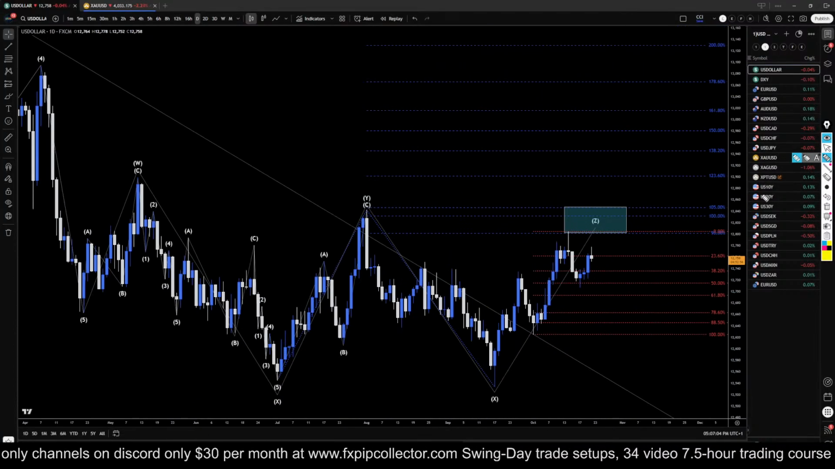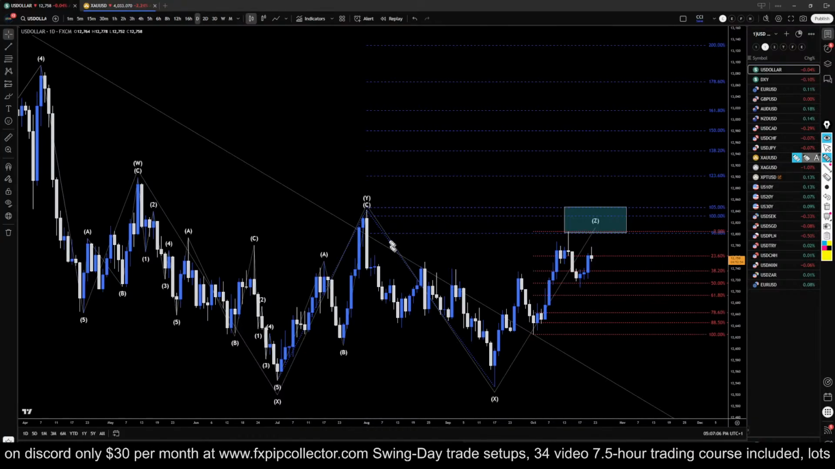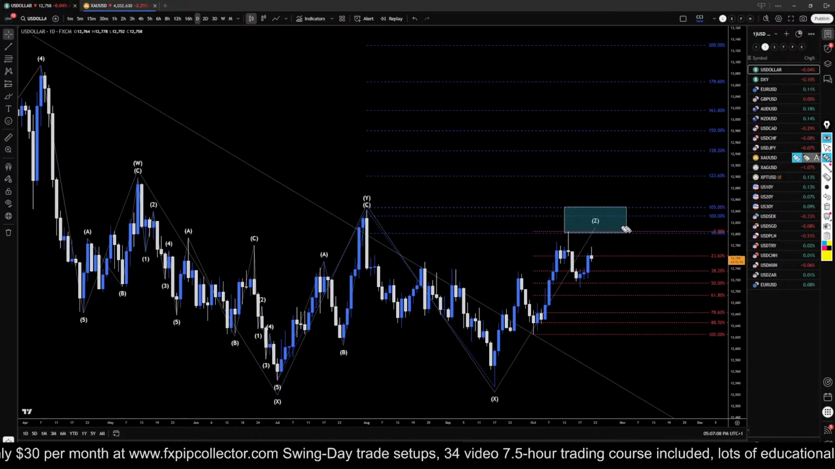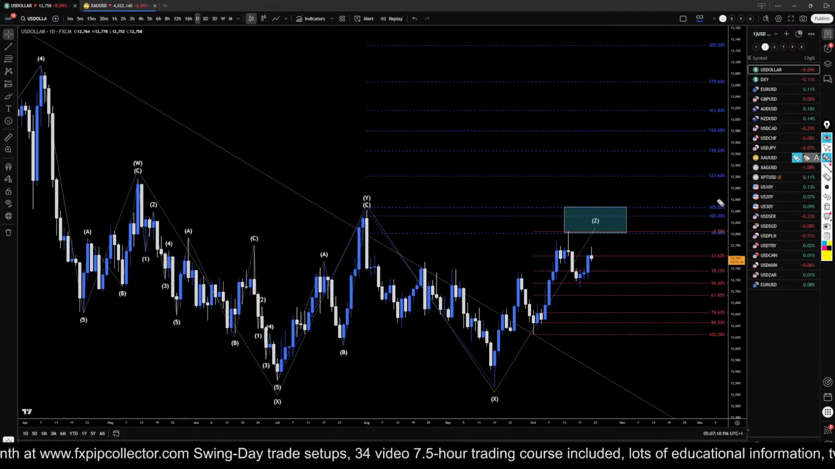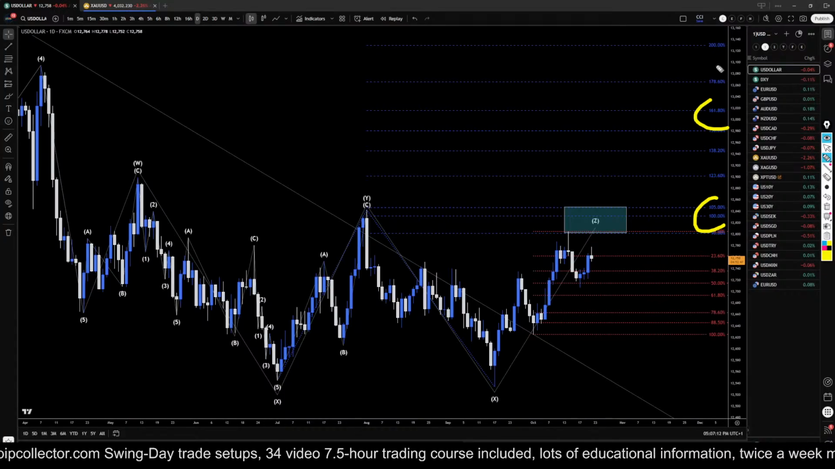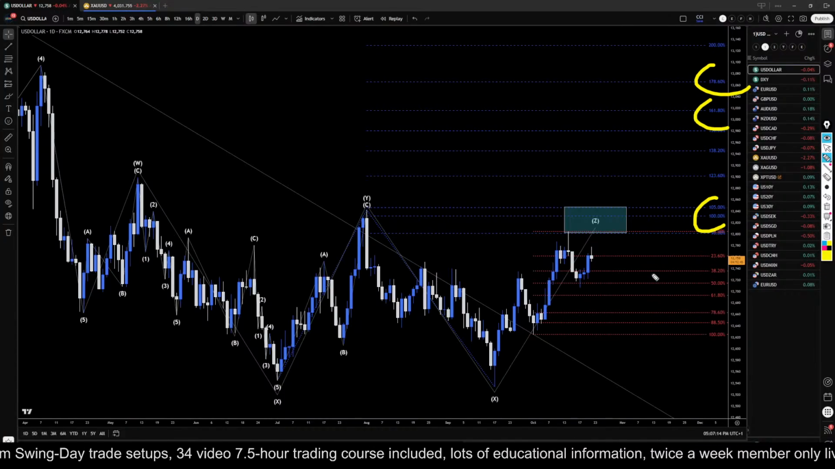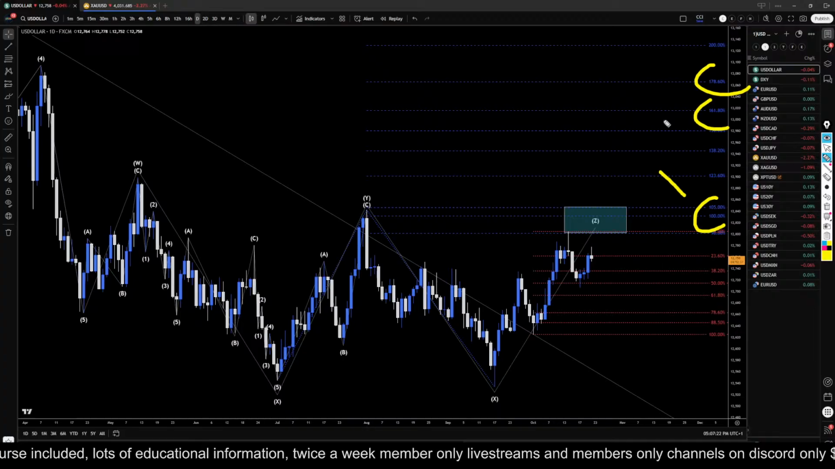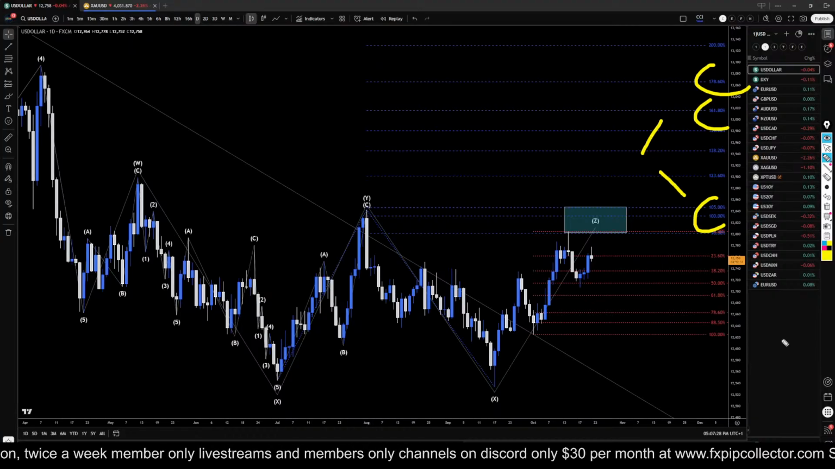And I don't really care whether it's a WXY or whether it's something else, because what would a flat do? A flat would potentially go up to here, or potentially maybe here or here, and then turn back down. What would a WXYXZ pattern do? It potentially would either go up here, maybe up here, then turn back down. So it really doesn't matter that much whether it is a flat or not.